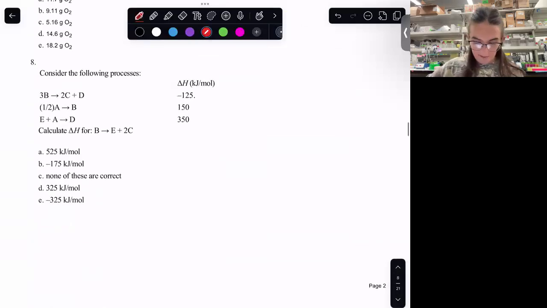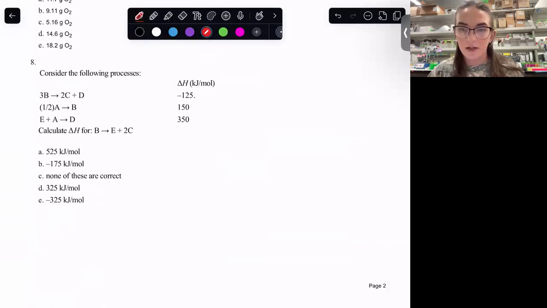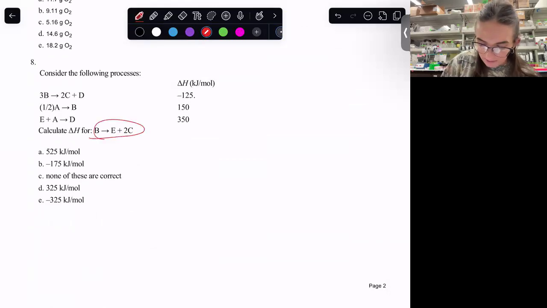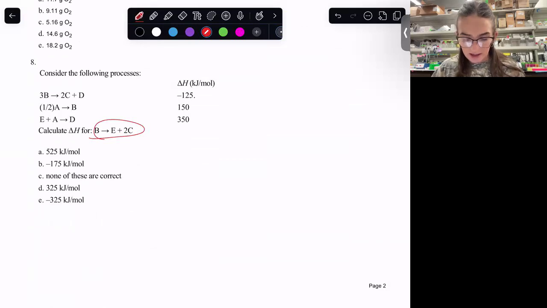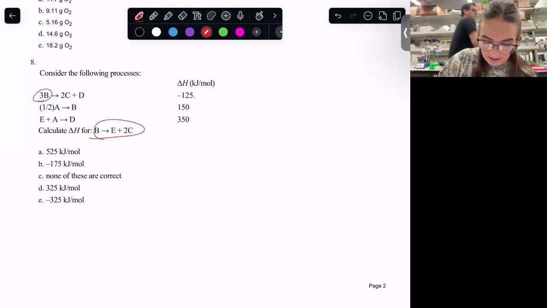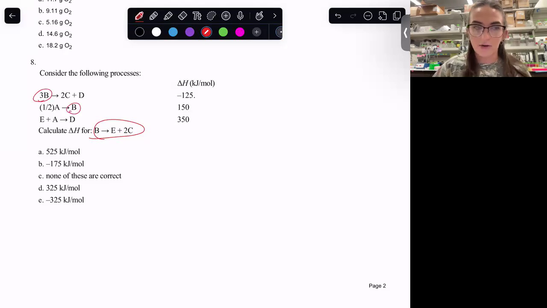Yeah, okay, so we'll do 8. We're going to consider the following process, and we're given delta H for the 3 steps in the reaction, and we're looking for B goes to E plus 2C. The first thing I do is go left to right in my overall reaction. For B, I see that the only time B appears is in the first reaction or in the second one.